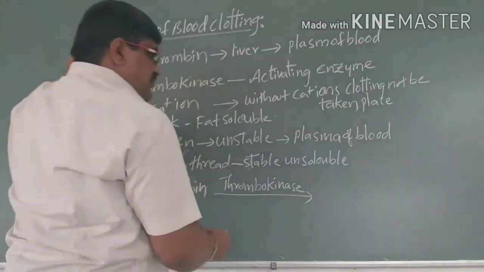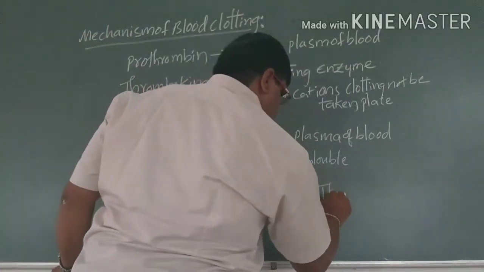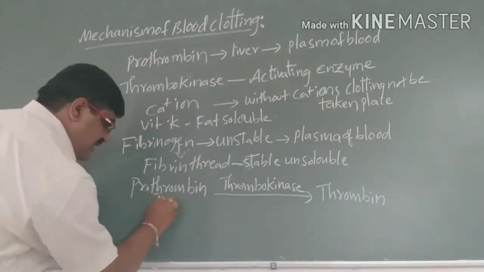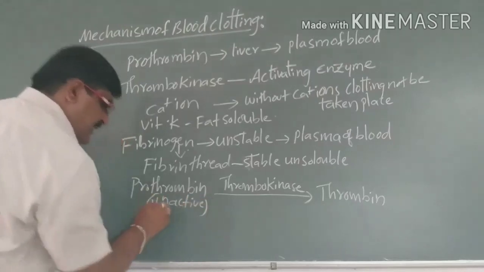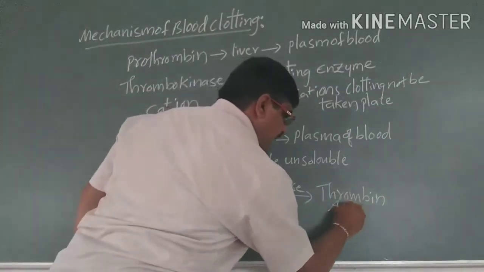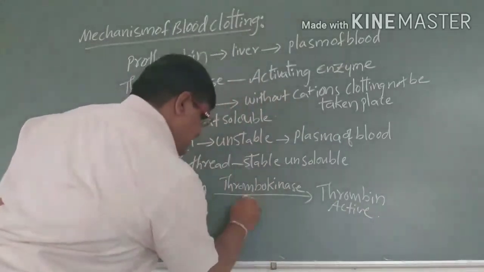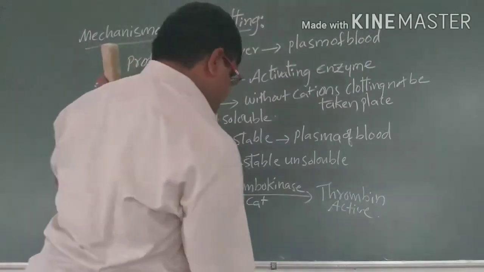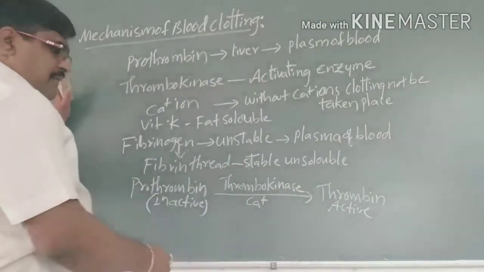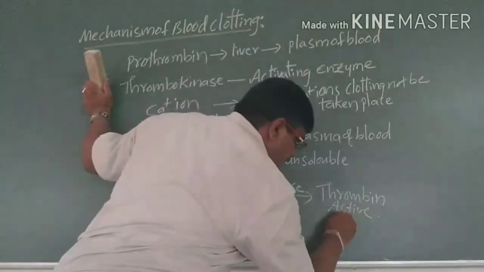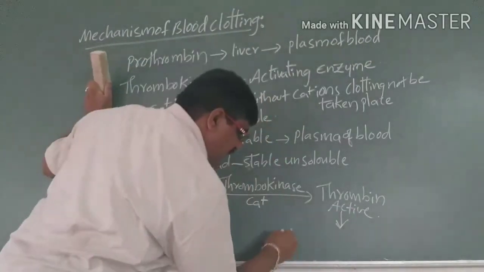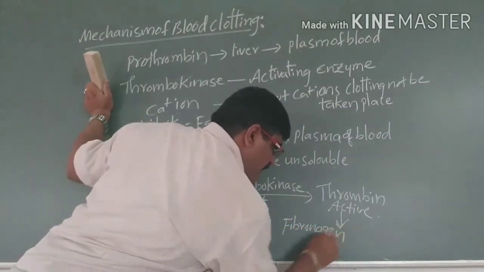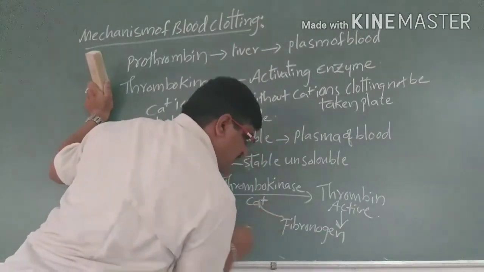Thrombokinase produces an active thrombin. Here it is inactive, and here it is active, where calcium ions are also present. So that thrombin will act upon the fibrinogen. Thrombin acts upon the fibrinogen.